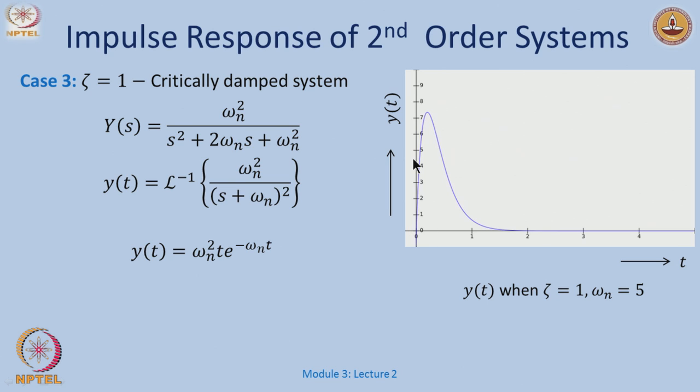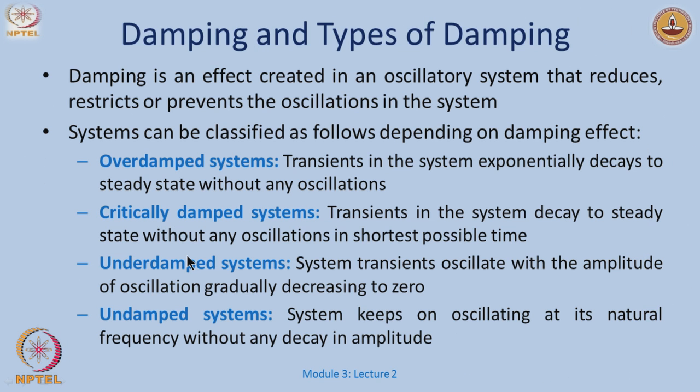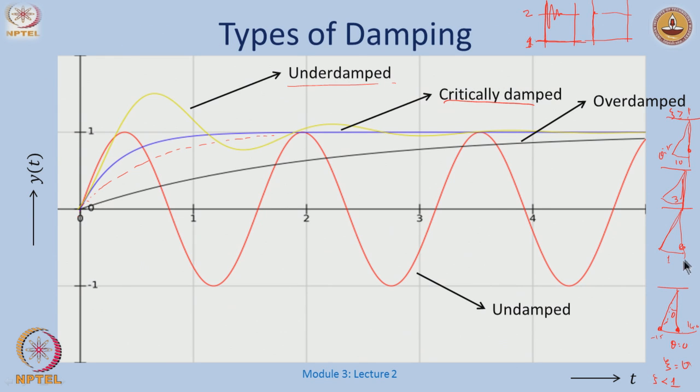We will later investigate what happens for larger values of zeta and so on. So, for this system, which we now call a critically damped system, the transients decay to a steady state without any oscillations and in the shortest time possible, as we had defined in the case of the pendulum. Here this is the shortest time, and this is the critically damped case.